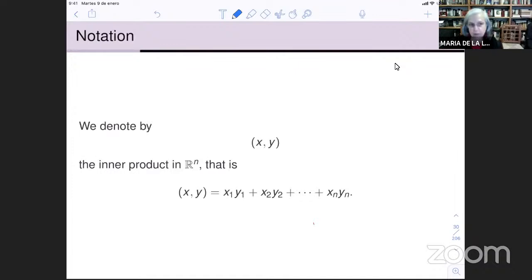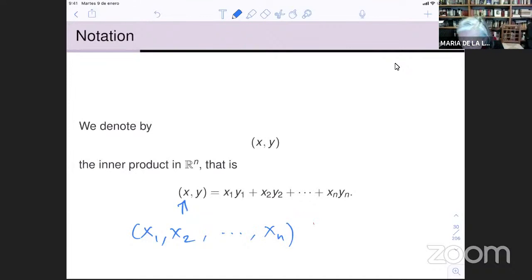Okay, so I'm going to denote using these parentheses the inner product in Rn. So it's just the usual inner product. So if x is (x1, x2, ..., xn), the inner product is given by x1 times y1 plus x2 times y2, and so on. I'm going to denote that.